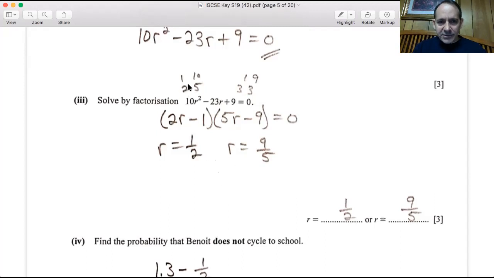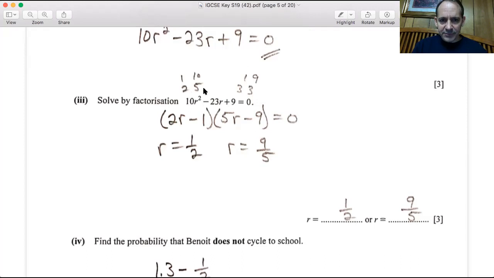But here I factored the front, 1 and 10 and 2 and 5, factored the constant, 3 and 3, 1 and 9. You're looking for a combination that gives you negative 23. So 2 times 9 is 18 plus 5 is 23. Both of the signs are going to be negative. So you're adding two negatives. So 18 and 5 is what gives you 23. So 2r minus 1 and 5r minus 9.